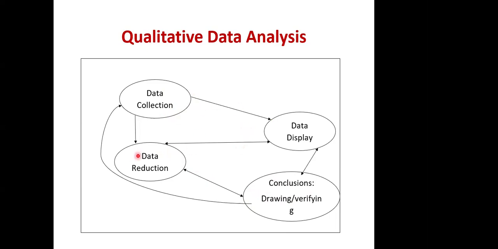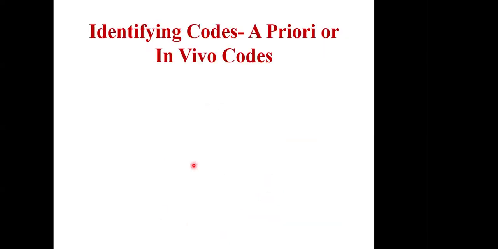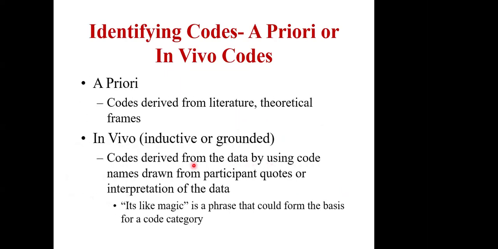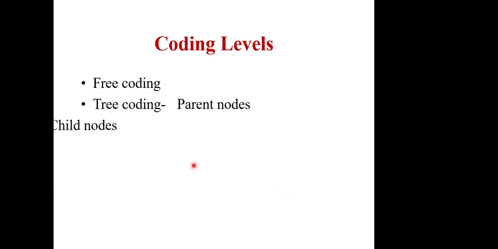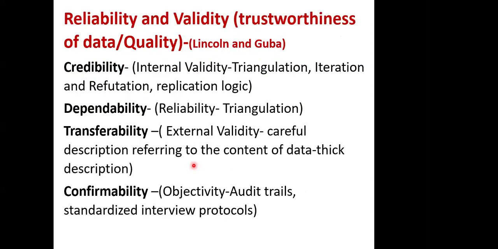So you'll have to repeat it, go forward, backward. You can see, this is a process like that. So that is called iteration and refutation. You'll have to explain how many times you went back to your original data when something was not clear, and you'll have to explain that quite explicitly in your report.